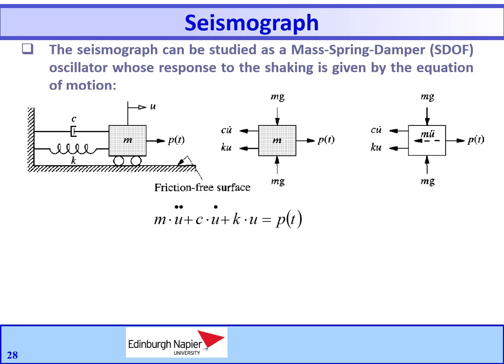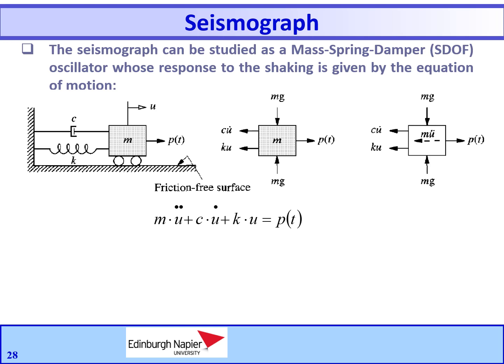I remind you that a single degree of freedom system is one whose deformation can be completely defined by a single displacement. The seismograph can be studied as such a mass spring damper single degree of freedom system, an oscillator whose response to the shaking is given by the equation of motion.